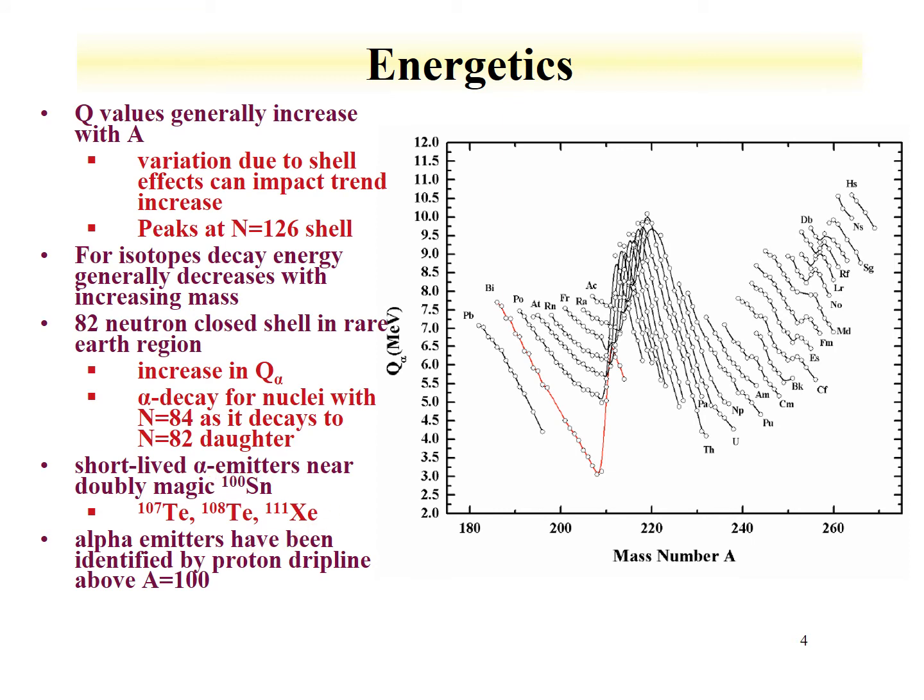And alpha emitters have also been identified by the proton drip line above A of 100. The proton drip line is that part of the chart of the nuclides which is right at the very left-hand edge, so the very, very light isotopes of the elements. And if you inspect the area above A of 100 on the chart of the nuclides, you'll see some alpha emitters.